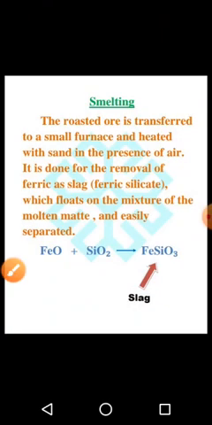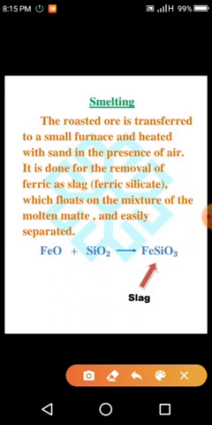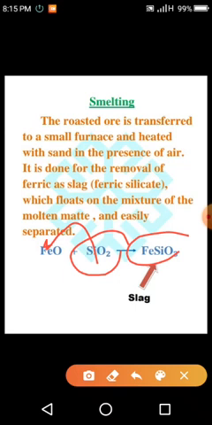You can see the next stage is smelting. In smelting, the roasted ore is used, and in this method we use silicon dioxide. What does it do? Basically, silicon dioxide reacts with ferric oxide and forms ferric silicate. And ferric silicate is basically slag. Slag is the medium which lies on the upper part of the liquid and can easily be removed from there. Hence, ferric oxide has been removed with the action of silicon dioxide.